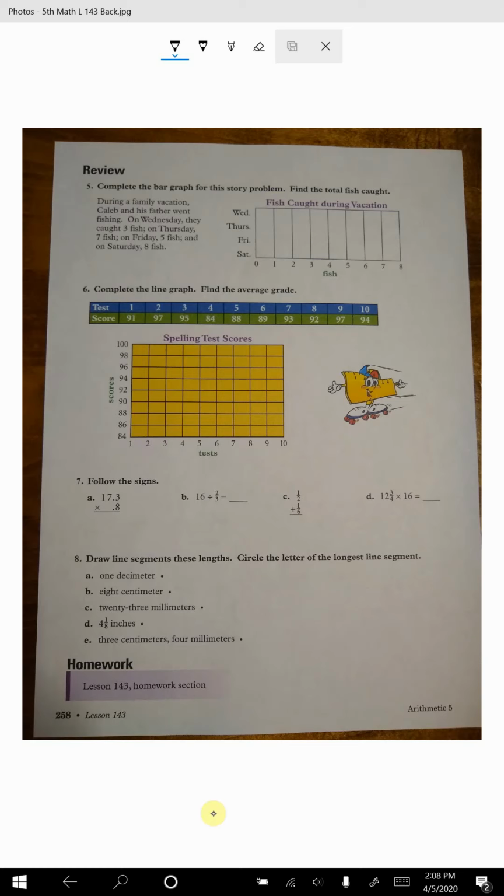Complete this line graph. Find the average grade, okay? So I really don't even have to do this one. I can just remind you. So first of all, the first test was a 91. So you're going to put a little dot like right there. Remember this? Test number 2 was 97. So you put a little dot about right there. I'll just do 2 more. Test number 3 is 95. So put a little dot about right there. And test number 4 is 84.